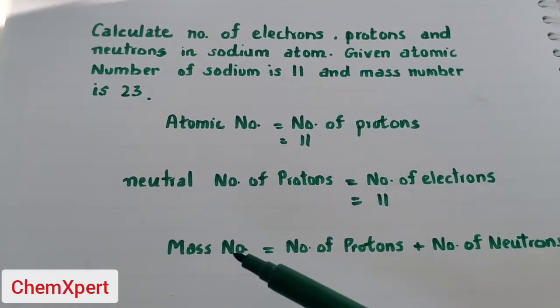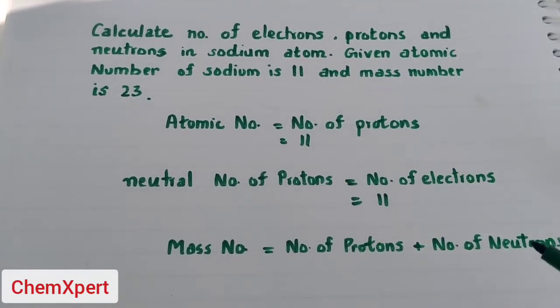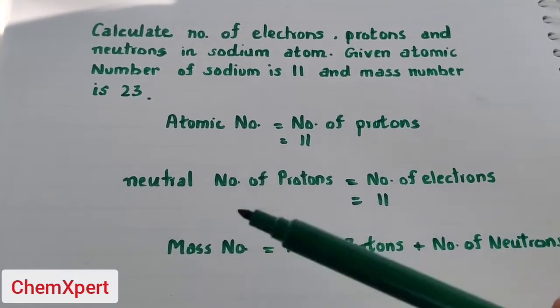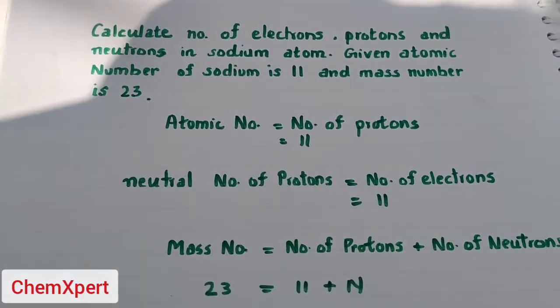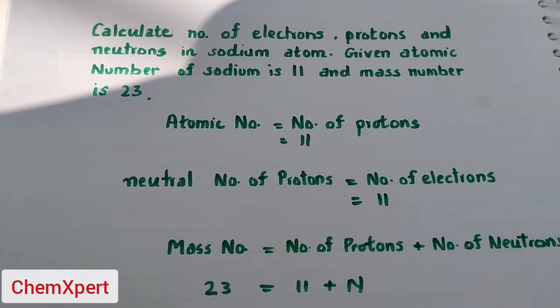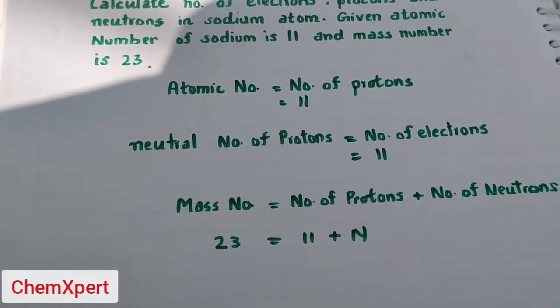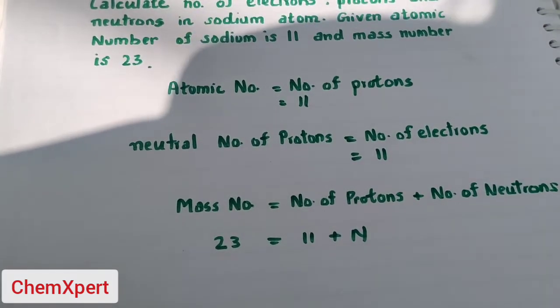And mass number is equal to the number of protons plus neutrons. From here we can easily calculate neutrons by subtracting the number of protons from the mass number. So the mass number here is 23 and the number of protons is 11. So neutrons will be 23 minus 11.